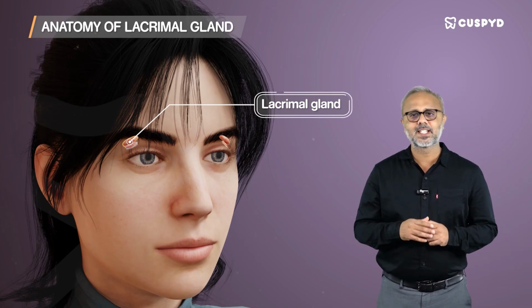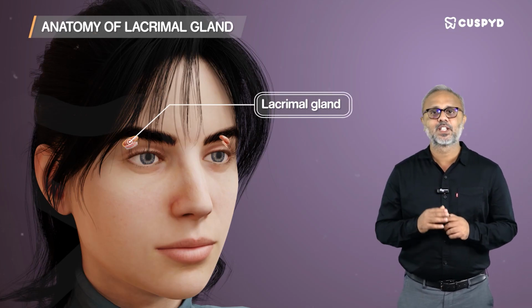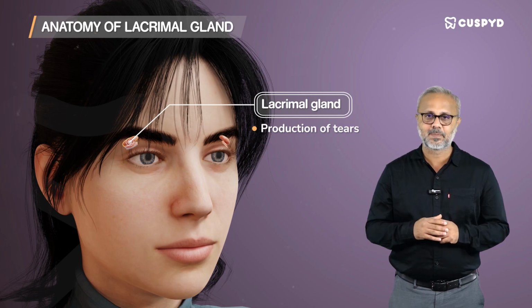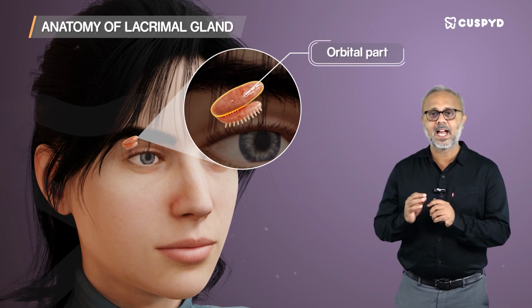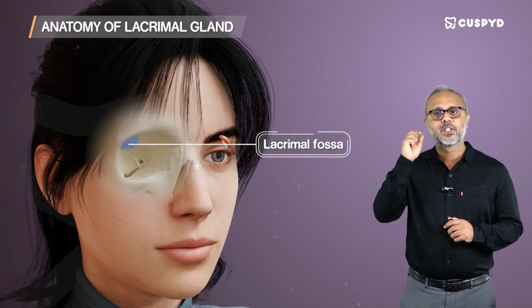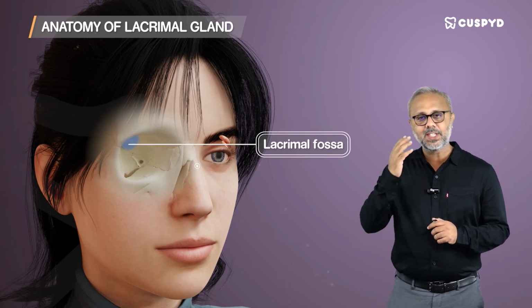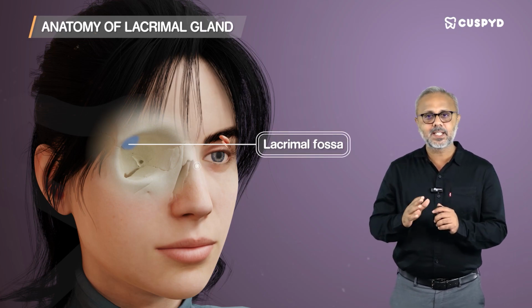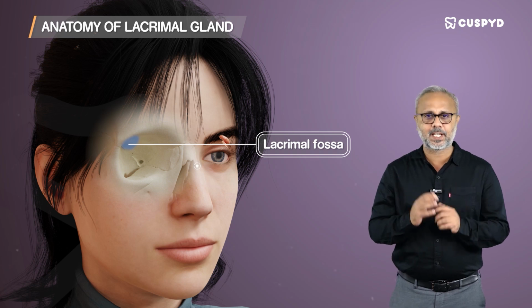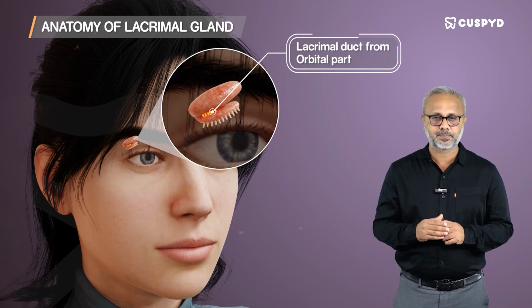As the name suggests, lacrimal gland is concerned with the production of tears. Lacrimal gland is divided into two major parts, orbital part and palpebral part. Orbital part is located in the lacrimal fossa of the roof of the orbit on the lateral side. This is the main part of the lacrimal gland, and this sends in few ducts.